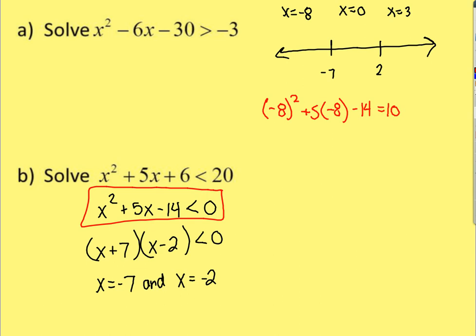And if we substitute in negative 8, we are going to get a value of positive 10. So we know all the y values will be positive if the x value is less than negative 7. If we plug in 0, we will get a y value of negative 14. So all the y values between negative 7 and positive 2 will be negative.